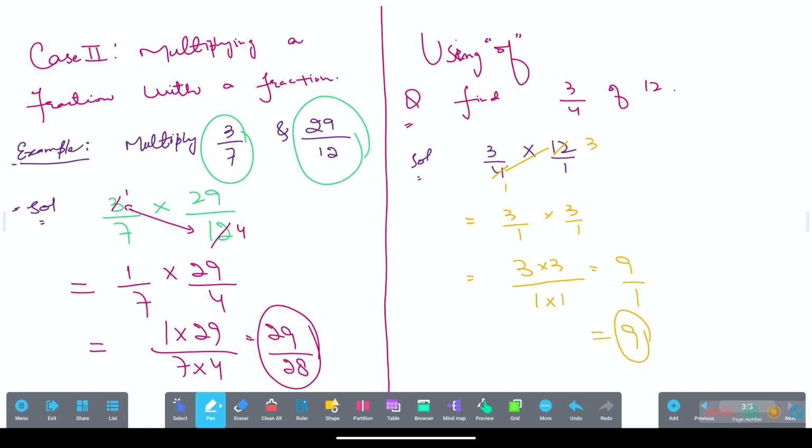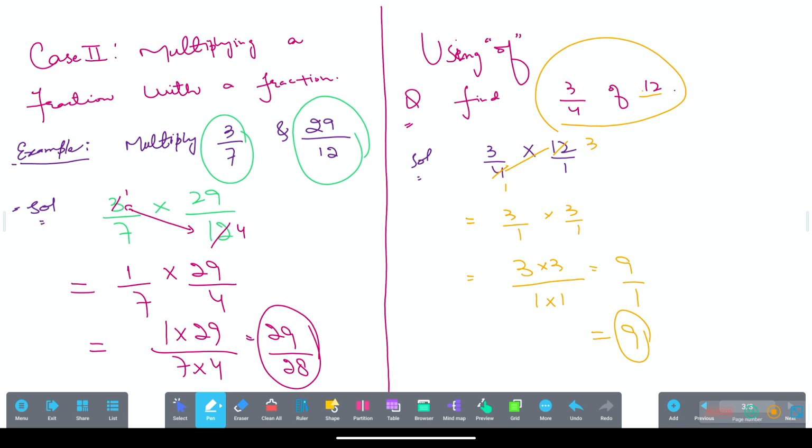What does it mean? It means 3 by 4th part of 12 is 9. Now we will understand it on a theoretical basis. What is meant by 3 by 4 of 12? It means I have taken 3 parts out of 4 parts of 12. Simply, 12 has been divided into 4 parts.